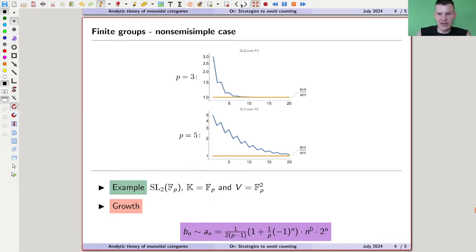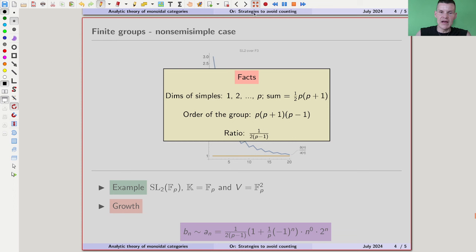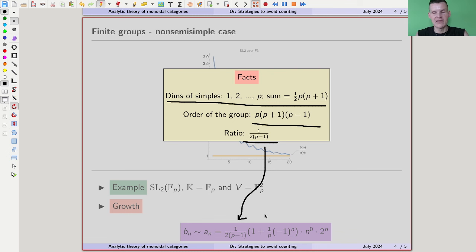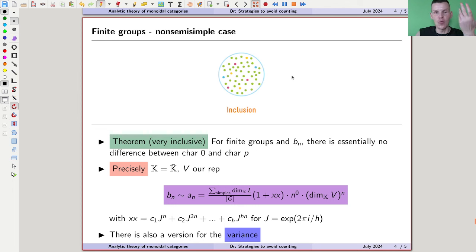There's essentially no change if you go to characteristic P. So if you do, for example, SL2 over F_p, you will end up with this formula, and you can do the same thing. The order of the group, in this case, is here. The sum of dimensions of simples is this guy. So the ratio is exactly the number you see turning up here. Wonderful. So it is, in general, really just that. It's kind of remarkable. My formula does not just work for characteristic 0, it works in complete generality for all finite groups and all representations.